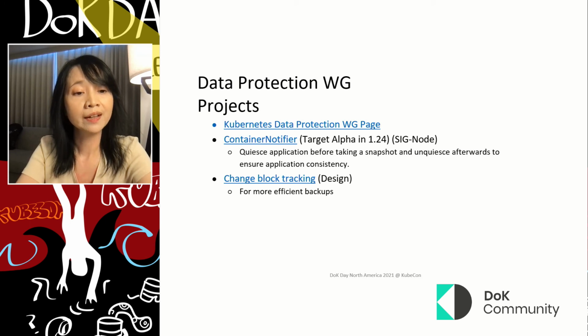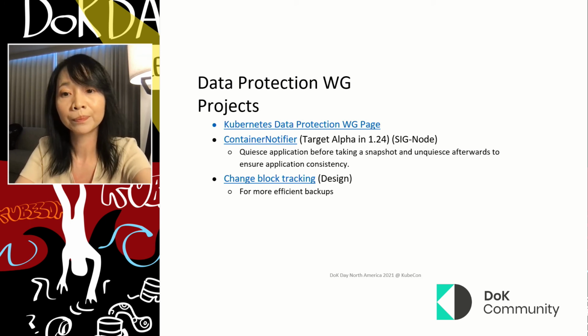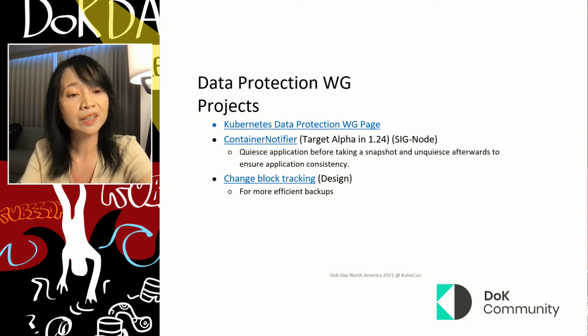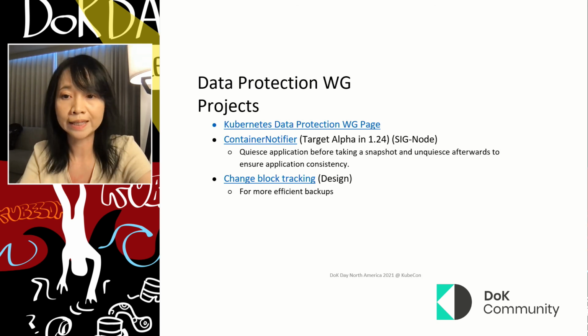I want to highlight two features that the working group has been working on. The first one is container notifier. This is for quiesce and unquiesce hooks. We need these hooks to quiesce the application before taking a snapshot and unquiesce afterwards to ensure application consistency. We investigated how quiesce and unquiesce work for different types of workloads. They have different semantics. We want to design a generic mechanism to run commands in containers. We currently have a proposal called container notifier. The KEP is submitted and being reviewed. We are targeting alpha in the 1.24 release.